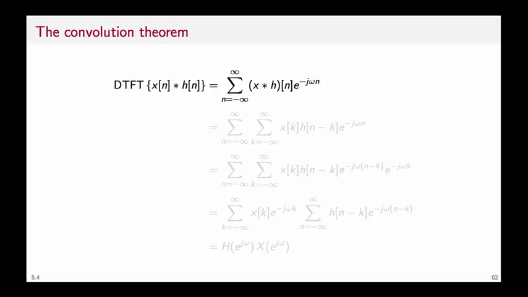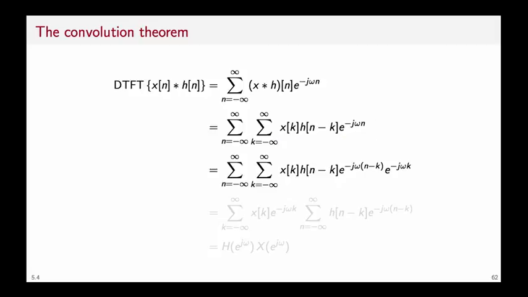If we write out the DTFT of the convolution of two sequences, we can write out initially the formula for the DTFT, which is the sum over n from minus infinity to infinity of the value of the convolution in n times e to the minus j omega n. Then we expand the formula for the convolution inside of the DTFT summation, and we get a double summation over the indices n and k of the convolution product times this complex exponential.